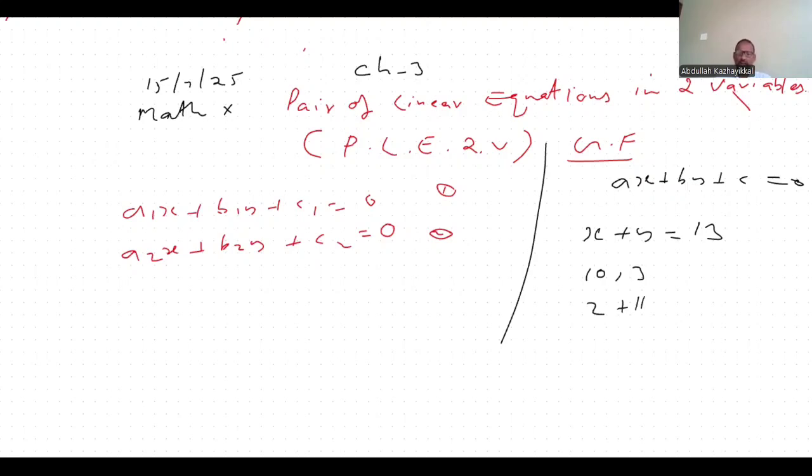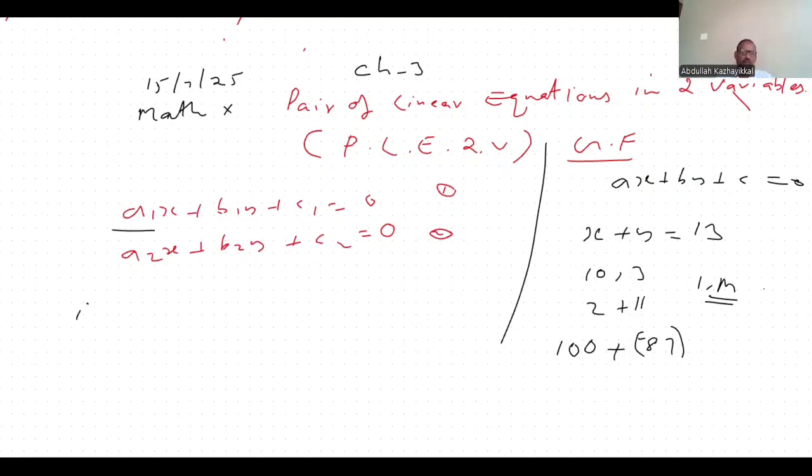I can give 100 and minus 87, that is 13. So we can have infinitely many solutions. Infinitely many, we can say. But a pair of linear equations in two variables may have one solution, or no solution, or many solutions. That is why a1 by a2, first condition.